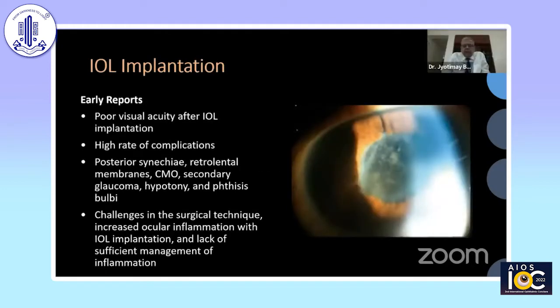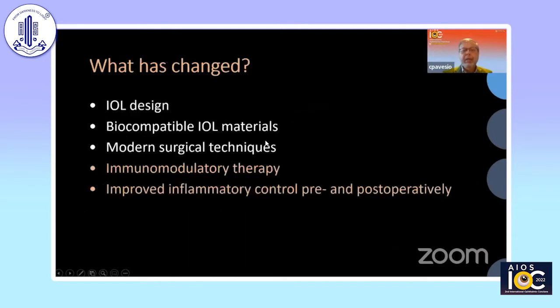The early reports on the use of lenses in the pediatric population indicated a poor visual outcome. There was a high rate of complications, especially those related to persistent inflammation, membranes, edema, and eventually pressure-related problems. There were certainly challenges in the surgical technique, which increased the inflammatory response related to the procedure and the presence of the implant in the eye. You can see here an example of what happens postoperatively in some of these patients with implants in the eye.